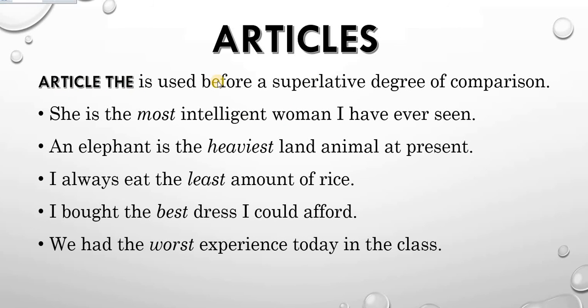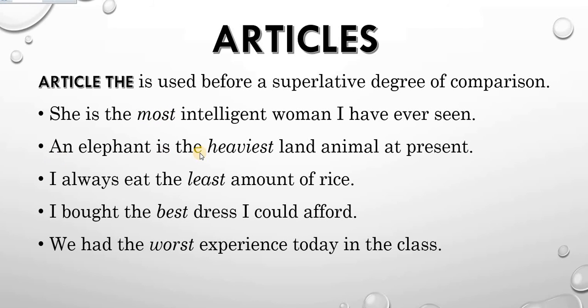Article the is used before a superlative degree of comparison. This we have learnt a few classes back when we learnt about the adjectives. Examples you can see. She is the most intelligent woman I have ever seen. Here most is the superlative degree of comparison and the is a must before the superlative degree of comparison.